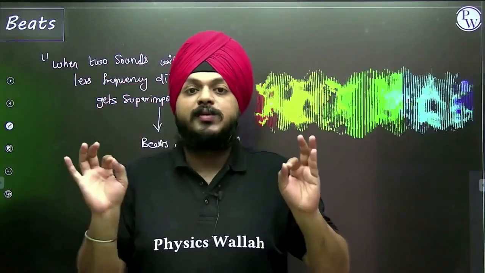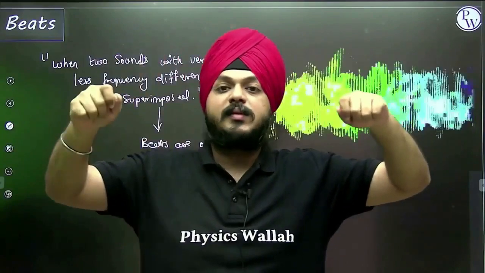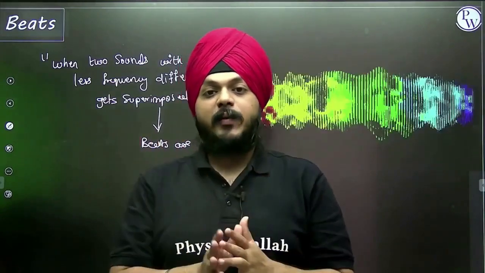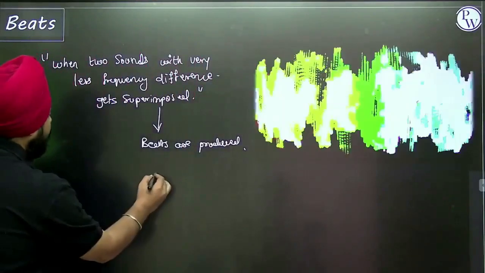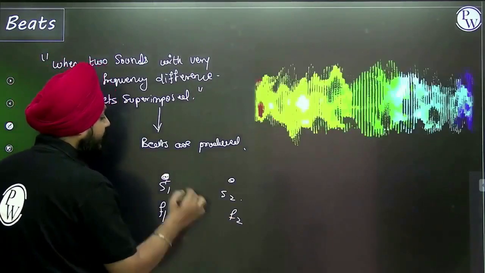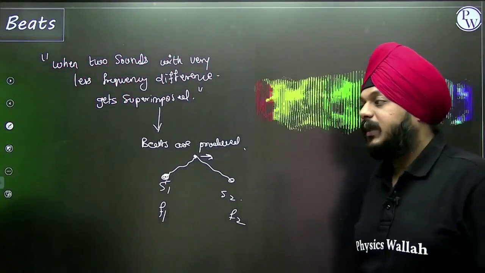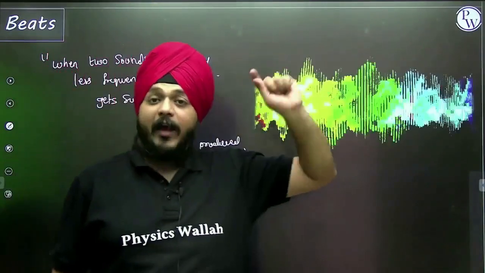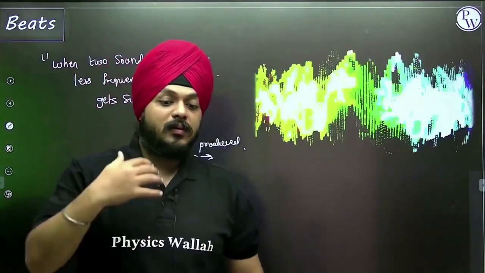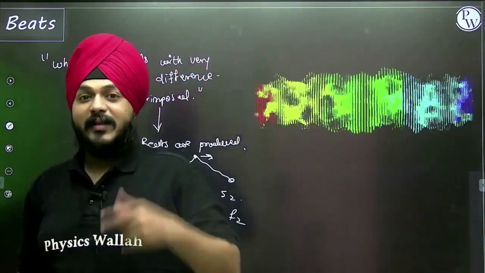Beats are the superimposition of two sound waves with a very slight frequency difference. Let's take an example to understand it. Suppose this is sound S1, this is sound S2, they are getting superimposed at a specific point. One is of frequency F1, the second is of frequency F2. There is a slight difference between the frequencies of the two sources. So when they get superimposed and there is a slight frequency difference, beats are produced. That's the beat frequency.